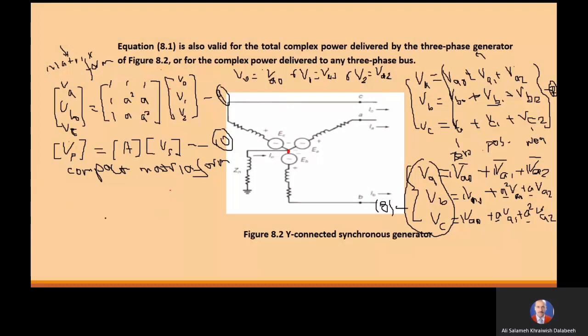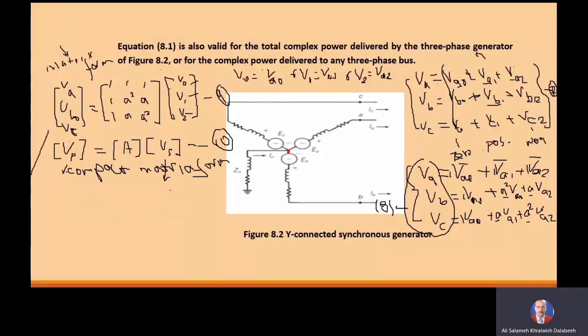Yes. Now, from equation number 9, we see that if we have the sequence quantities of the voltages, which means if we have V naught, V1, V2, we can find the phase voltages. Also from equation number 9, we can write the following equation.